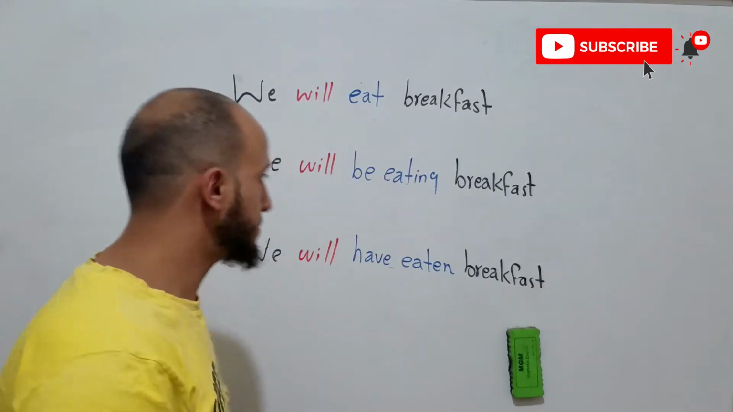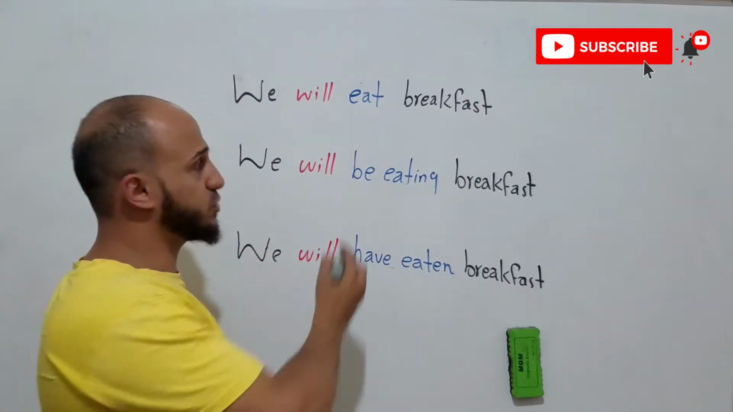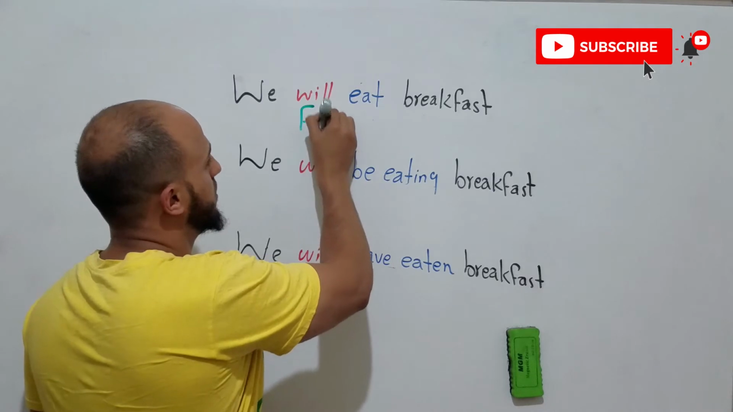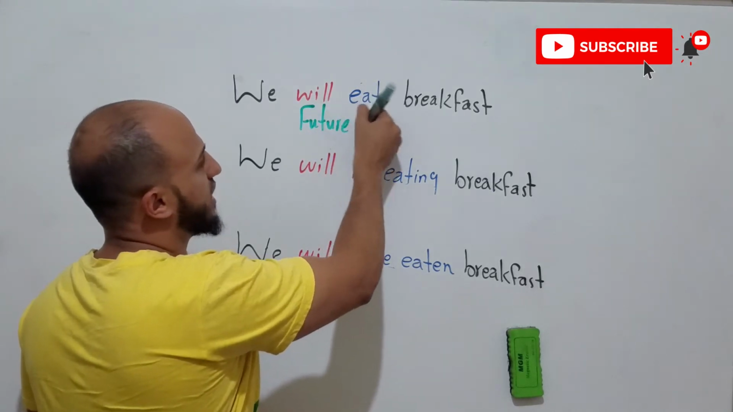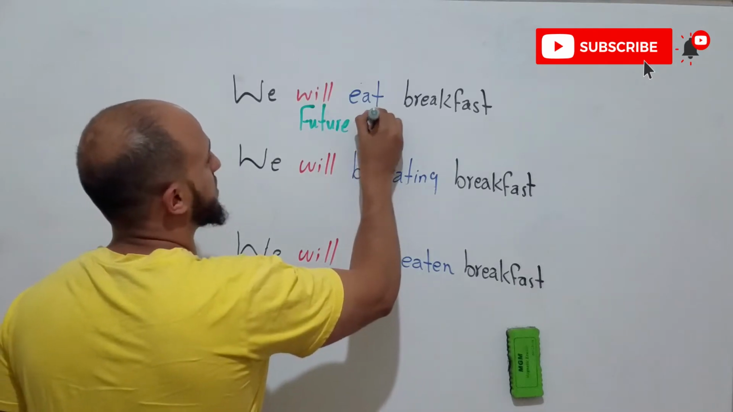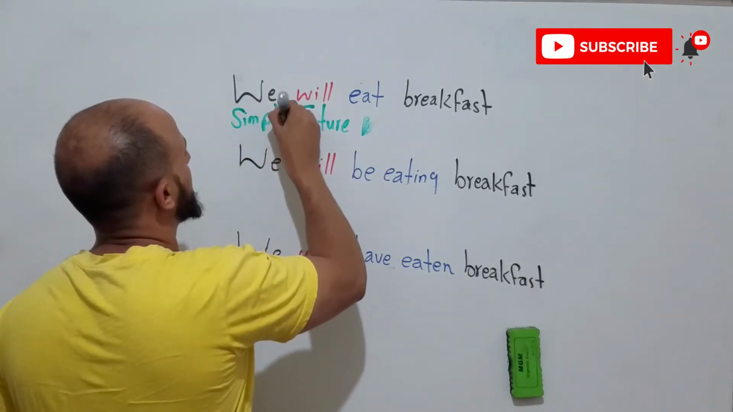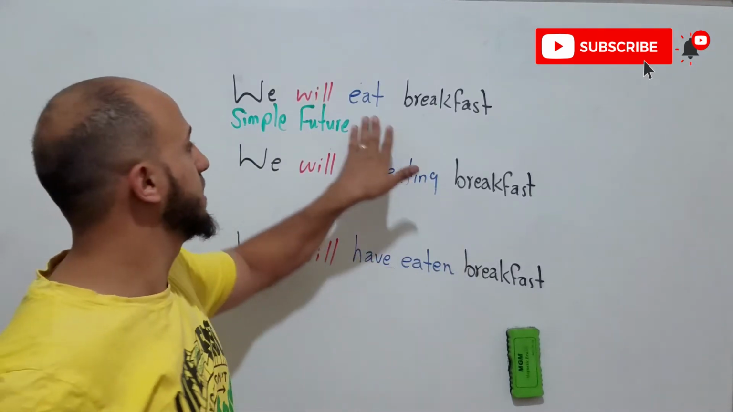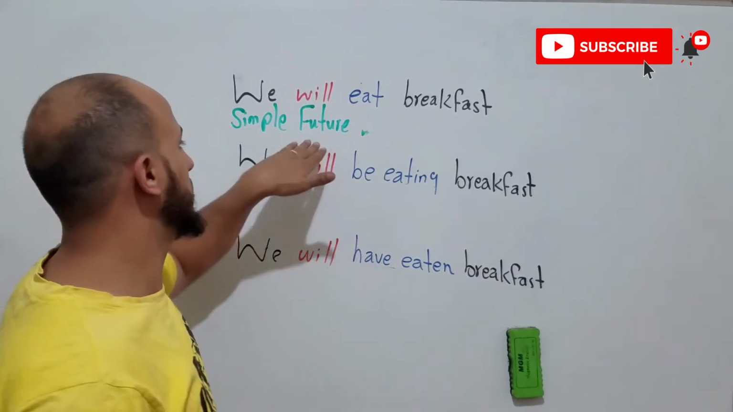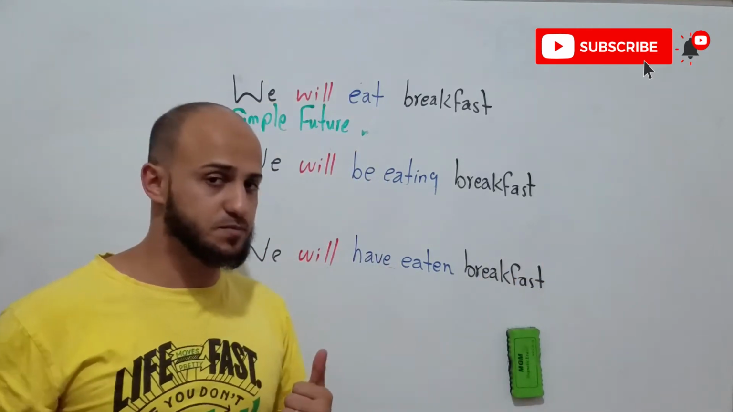Let's first understand the structure, how we form the sentence. Let's start. We will eat breakfast. As everybody knows, we have will, this is future, and after it we have the verb, which must be in base form. This is simple future. Many students know it as future only. It's simple future. Good. Next.